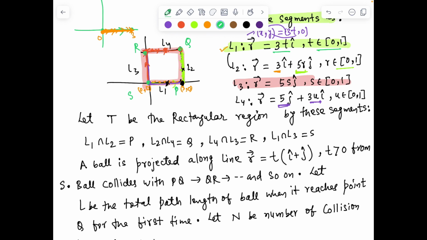Now the actual problem starts from here. A ball is projected along the line r vector equals t times (i + j). Again, i + j is the direction which will be making 45 degrees with the positive x-axis. So along this direction, a ball is projected on the horizontal table.